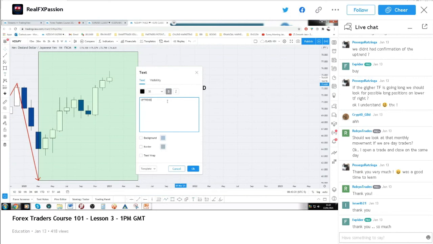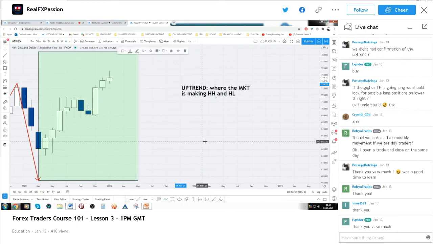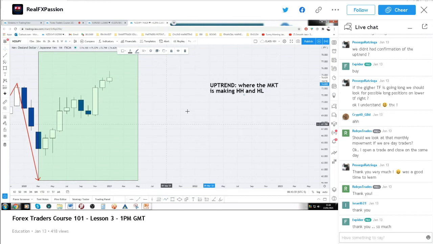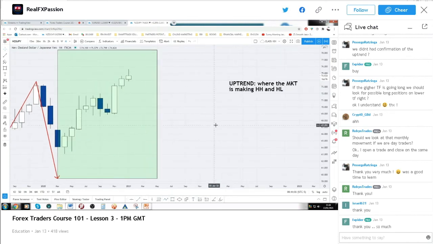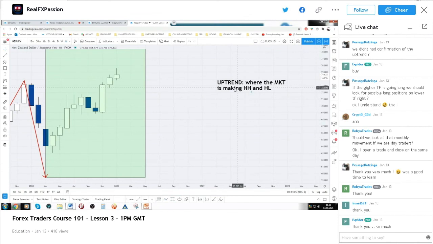So uptrend is where the market is making HH, higher highs, and HL, higher lows. This is the uptrend. Higher highs, higher lows. There is a five-wave structure in the future, yes, but for a beginner trader, it's where the market's making higher highs, higher lows. And how many highs and lows does it need, minimum?